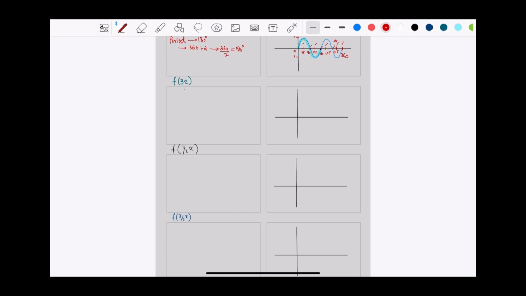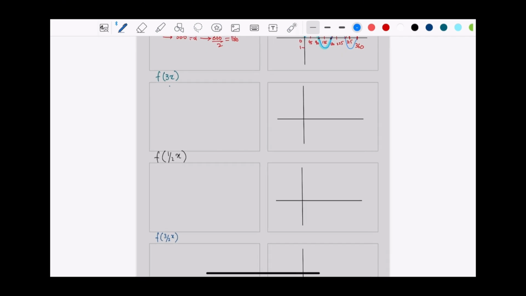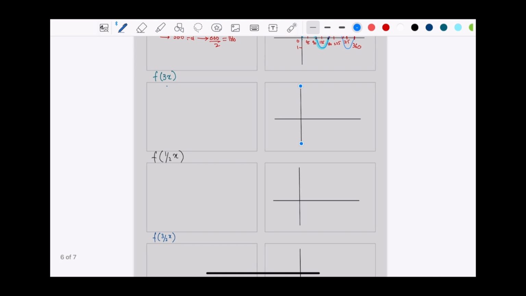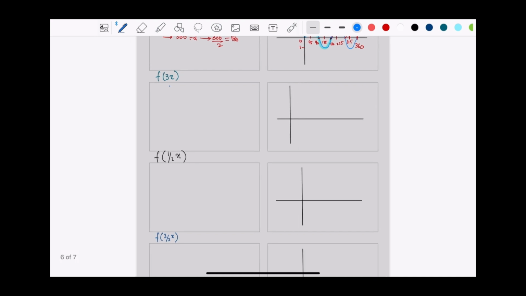So which means that within that 360 degrees, there are three waves being covered. So let's draw three waves. One, two, and three. So these are the three waves. So the last point here is 360 degrees. And the center point here is 180.